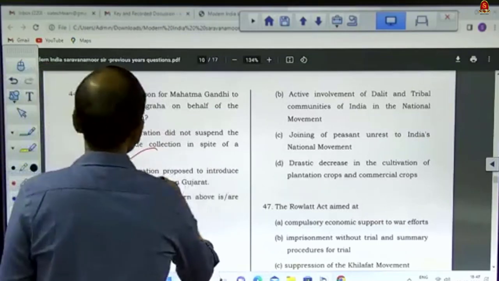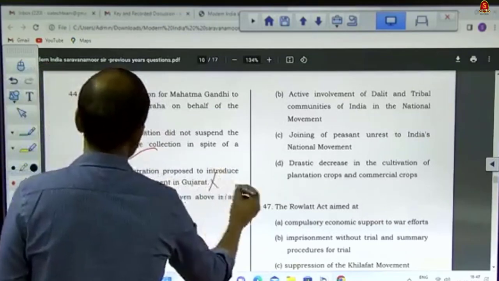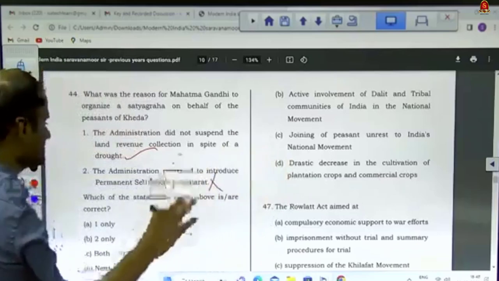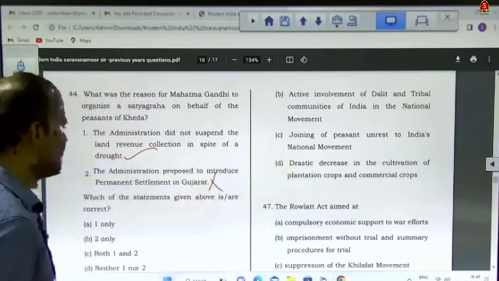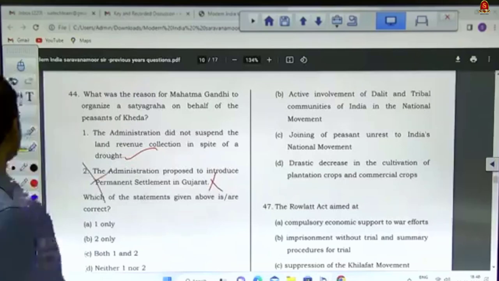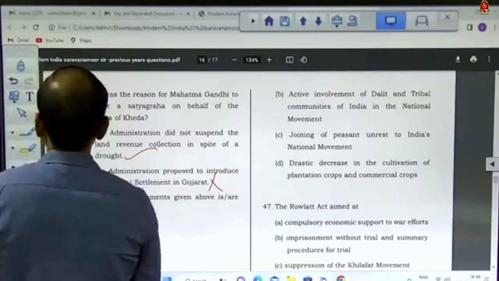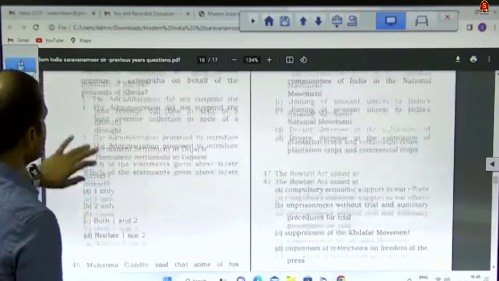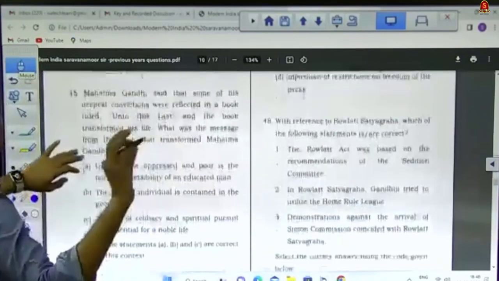The administration proposed to introduce a permanent system. That's just a blah blah statement, nothing beyond that. So the second statement is wrong. Thus the answer is A. Nowhere, after Bengal it was completely frozen.